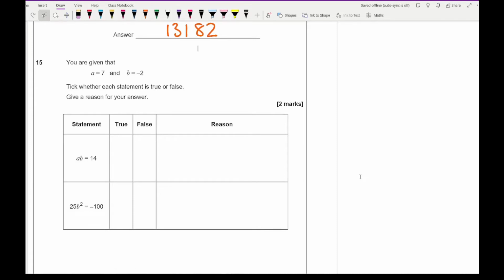For question 15, it says you are given that A equals 7 and B equals minus 2. Tick whether each statement is true or false. So here for AB, we've got 7 times minus 2, and that's minus 14, so that's going to be false. And then here we've got 25 times minus 2 squared. And so if we work that out, it's going to be 25 times 4, which is positive 100, so again that's going to be false.